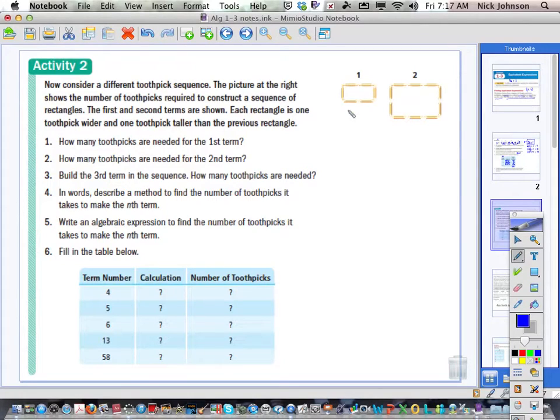So if you look at this, here's 1, 2, 3, 4, 5, 6. So there's 6 toothpicks in this one. And there's 1, 2, 3, 4, 5, 6, 7, 8, 9, 10 toothpicks in this one. How many toothpicks are needed for the first term? We said 6. How many toothpicks needed for the second term? We said 10. Okay, simple enough.